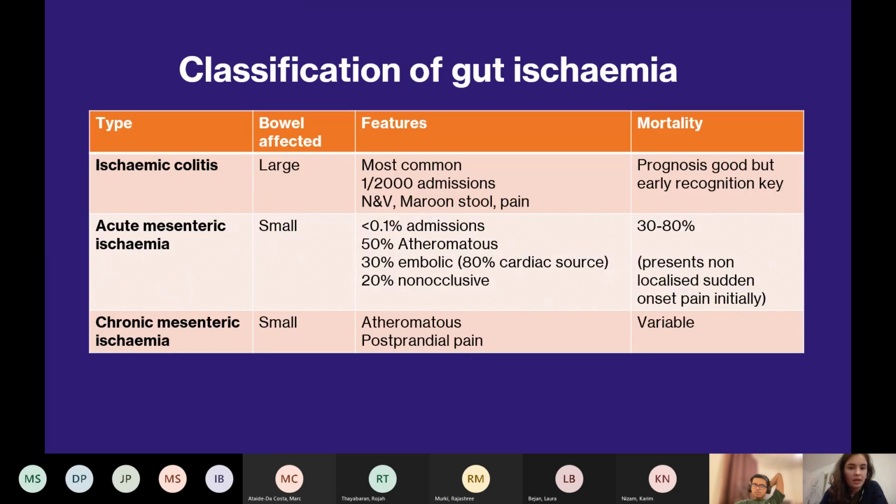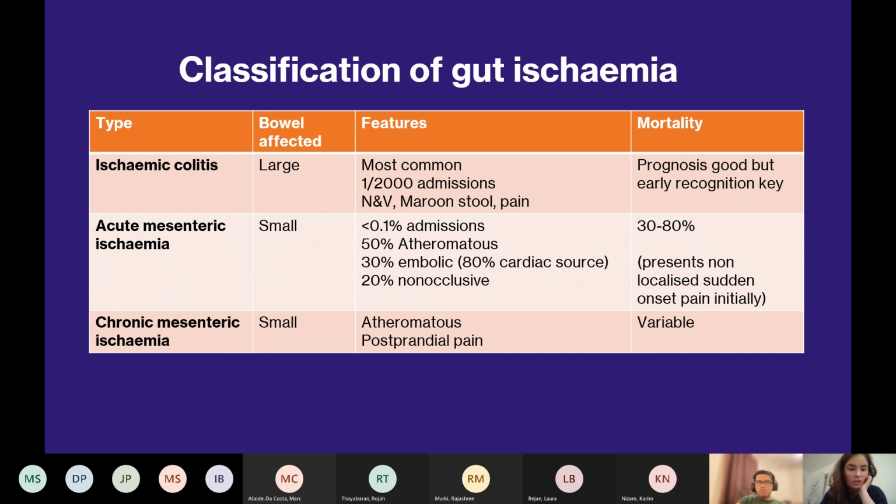in case it makes it easier. And then there's a classification of different types of gut ischemia based on which part of the bowel is affected. But in general, there's only really 3 you need to know. And so you've got your ischemic colitis, so that involves your large bowel. This is relatively common, so 1 in 2,000 admissions is not particularly low. They can present with PR bleeding and pain, but in general, a lot of people can have quite mild disease and not die from it, but sometimes it can progress to massive ulceration and they can get sick.